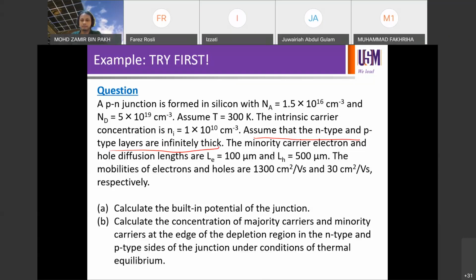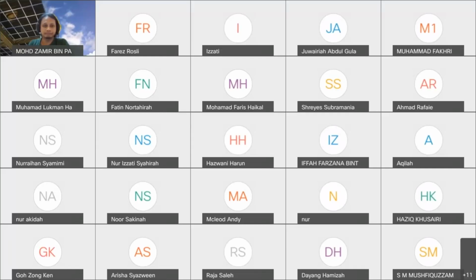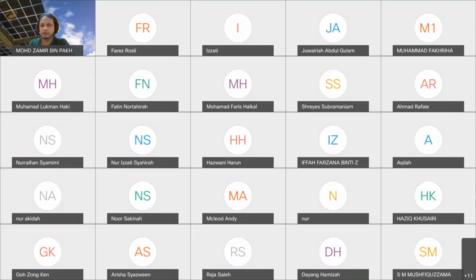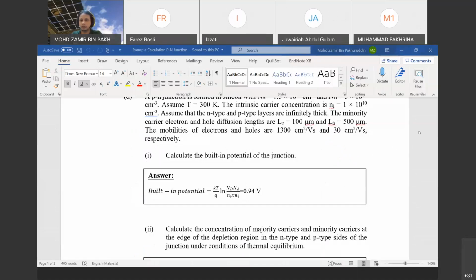Ada yang dapat lain? Same, right? Anybody with different answers? Sama? Right, can you see the word file? I'm sharing on the screen now. Can you see? Okay, nampak? So the same thing. What you have to do is simple. Use the VBI equation, kT over q ln ND times NA over ni squared. So the answer is 0.94 volt.